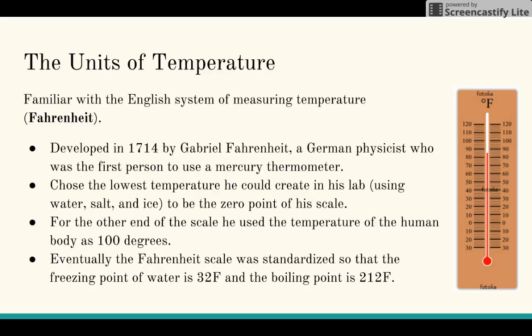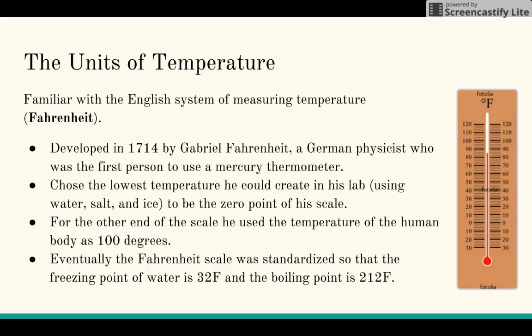He chose the lowest temperature for the bottom of his scale. He chose the lowest temperature that he was able to make in his lab, which was by using water, salt, and ice. And that was the 0 point of his scale. For the other end, he used the temperature of the human body as it was known in 1714, which is about 100 degrees. And eventually the Fahrenheit scale was standardized in a way so that our freezing point is 32 and our boiling point of water is 212.